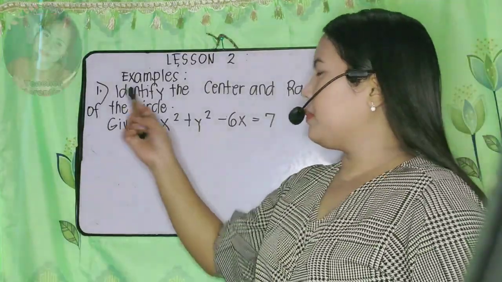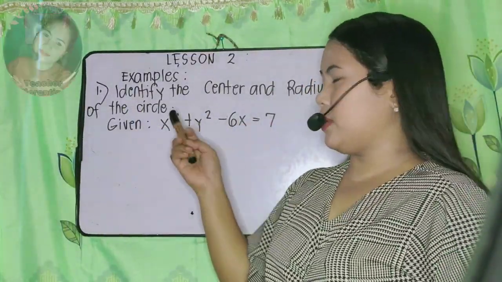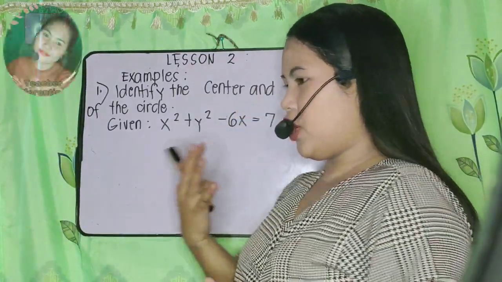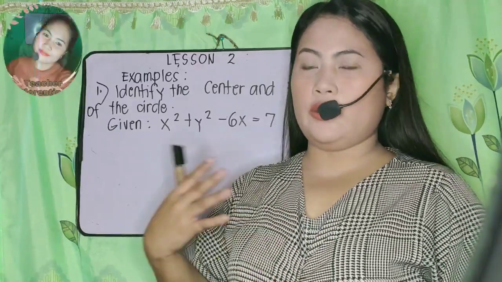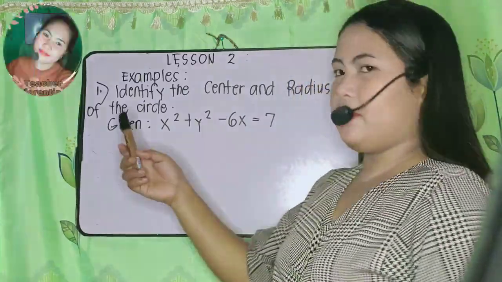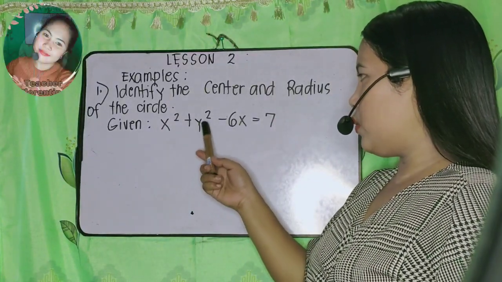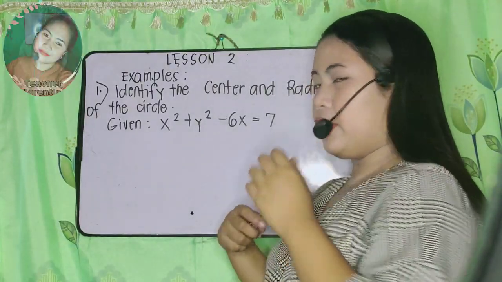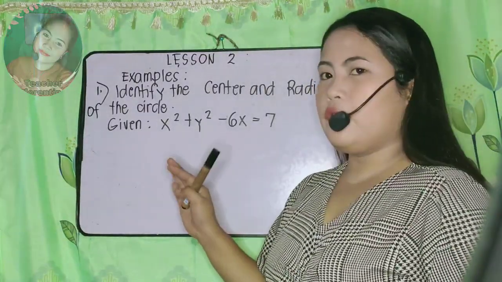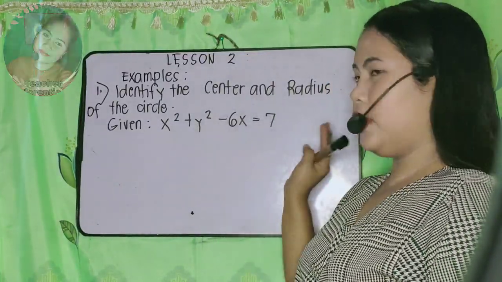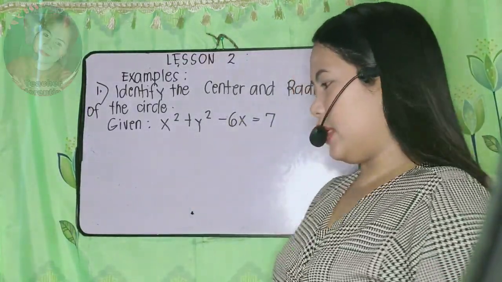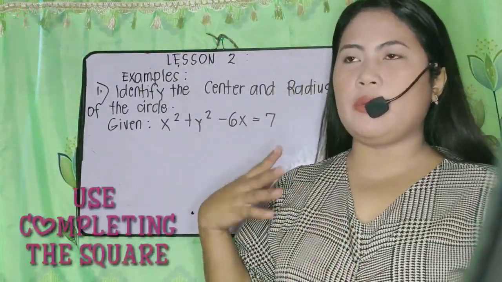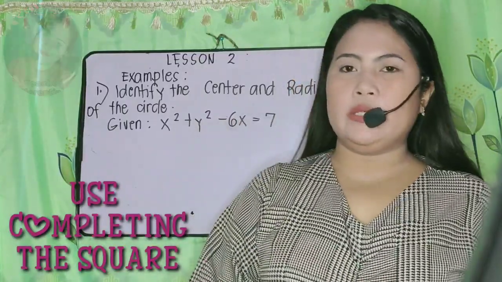We have number 1: identify the center and radius of the circle. So meaning, from general form, we're going to change it into center-radius form, or this standard form. Our given equation is x squared plus y squared minus 6x equals 7. Our first step is to reorder the terms. Since it is already in proper order, no need to reorder it. So next, we're going to use completing the square. How do we apply that here?